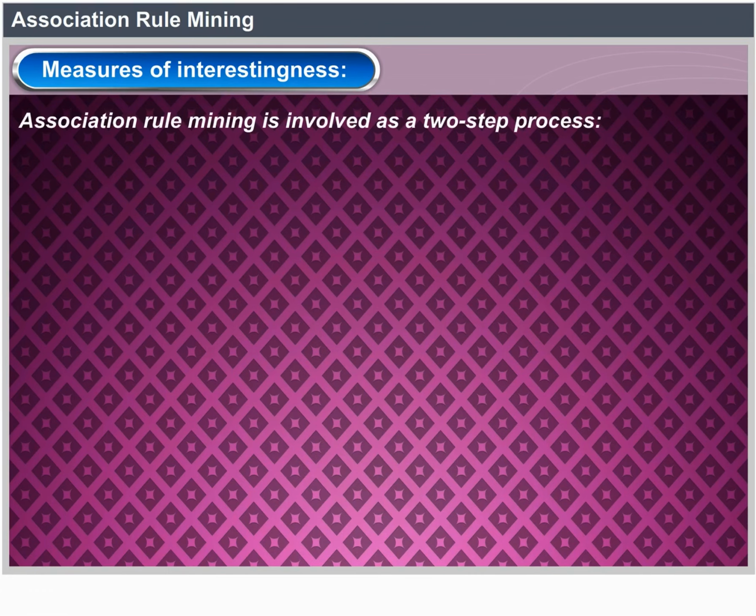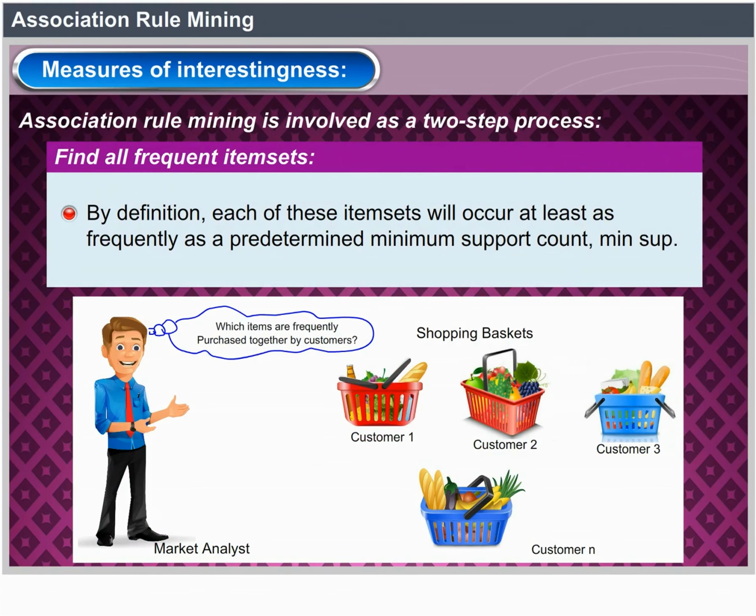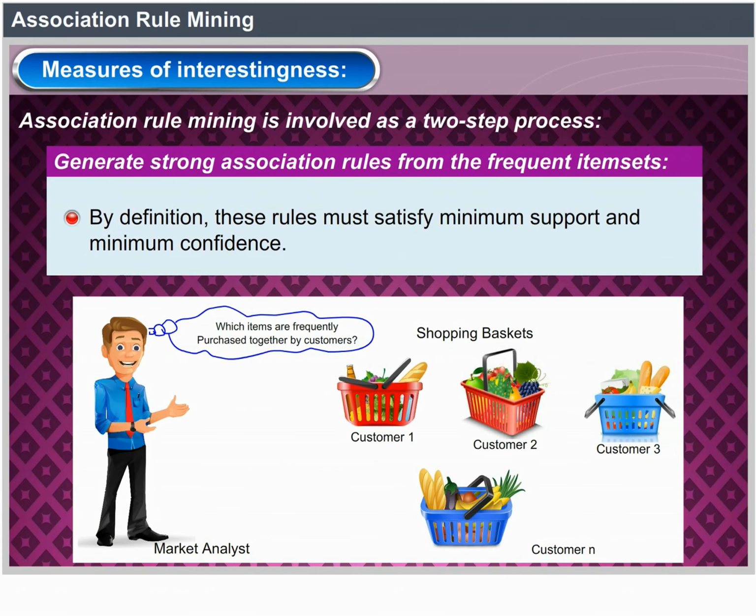Association rule mining is a 2-step process. First, find all frequent item sets. By definition, each of these item sets will occur at least as frequently as a predetermined minimum support count, min sup. Second, generate strong association rules from the frequent item sets. By definition, these rules must satisfy minimum support and minimum confidence.